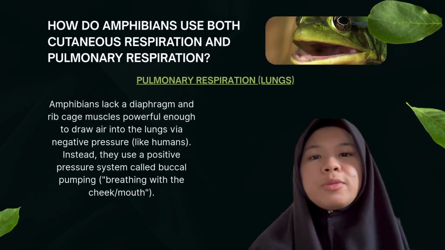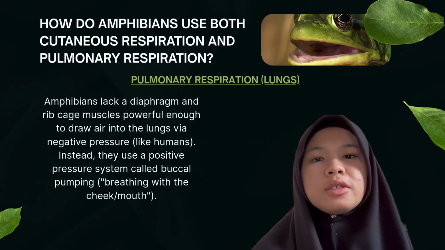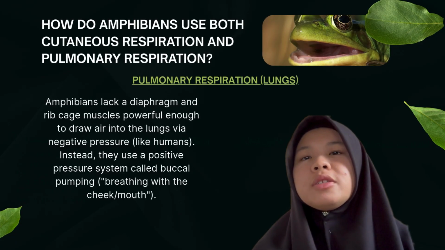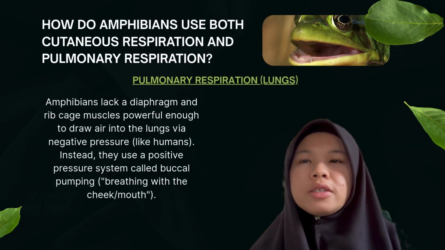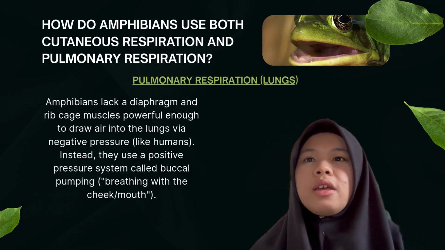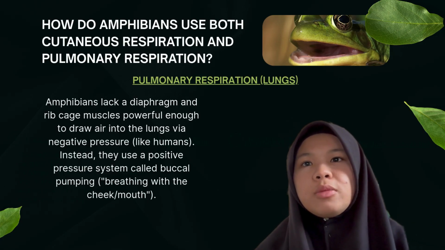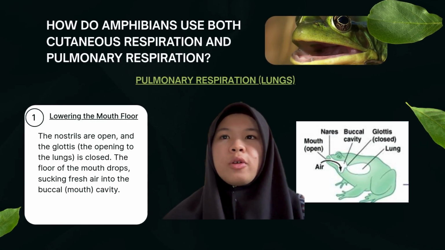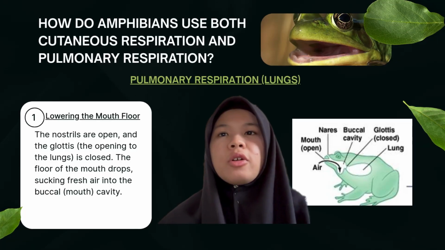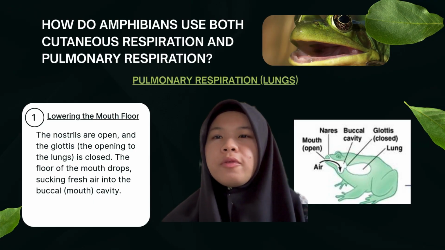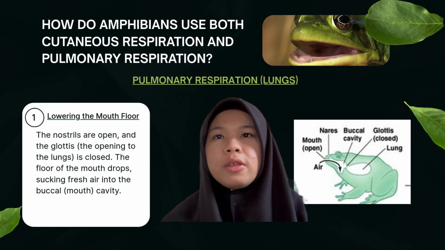Next is pulmonary respiration. It's when amphibians use lungs to breathe. Amphibians lack a diaphragm and ribcage muscles powerful enough to draw air into the lungs via negative pressure like humans. Instead, they use a positive pressure system called buccal pumping, meaning breathing with the cheek and mouth. First, they lower the mouth floor. The nostrils are open and the glottis is closed. The floor of the mouth drops, sucking fresh air into the buccal cavity.